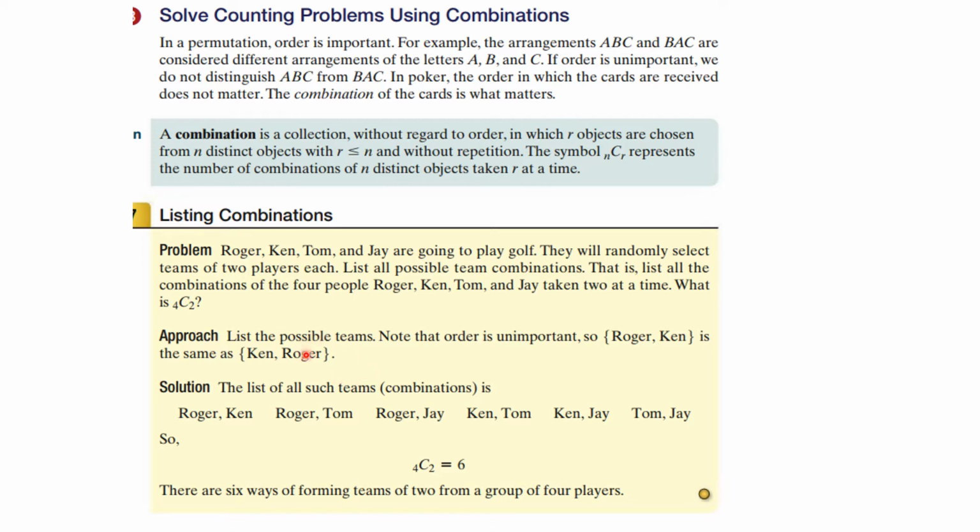So we list all the possible teams, and order is unimportant. Ken Roger is the same thing as Roger Ken. And so here's the list of all the players. We have 1, 2, 3, 4, 5, 6. And so 4 choose 2 is 6. So there are 6 ways of forming teams of 2 from a group of 4 players. Now we need a formula for this, and that's where we're going next.